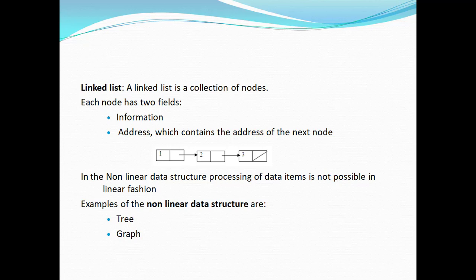Then we'll see the linked list. A linked list can be defined as a collection of a variable number of data items. List is the most commonly used non-primitive data structure. An element of a list must contain two fields.